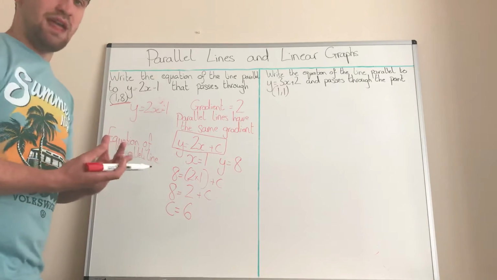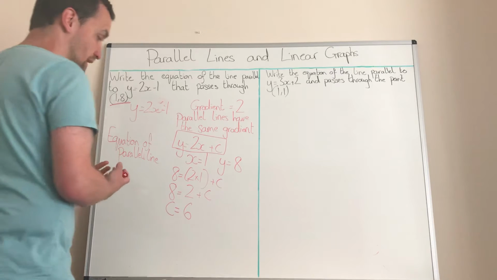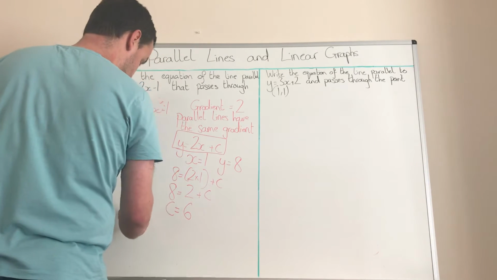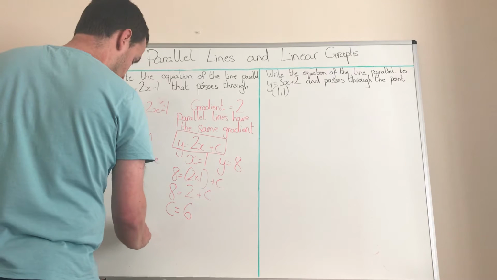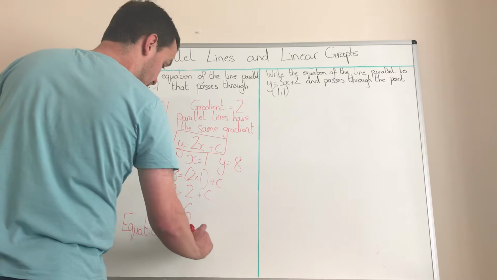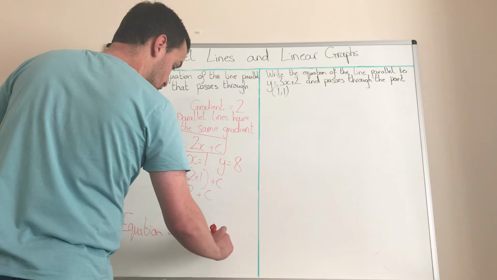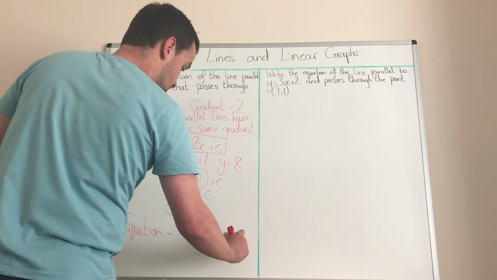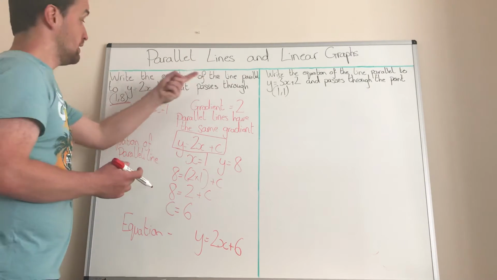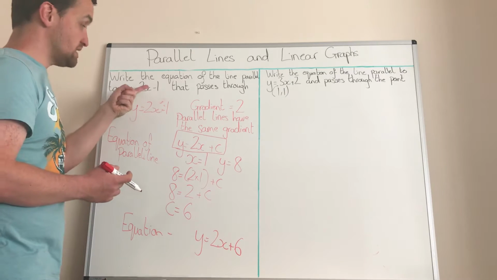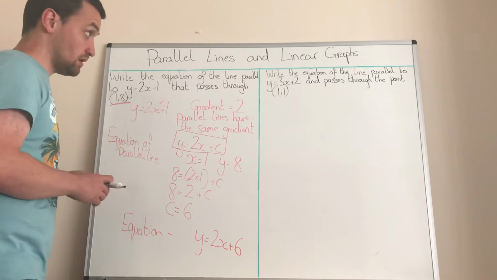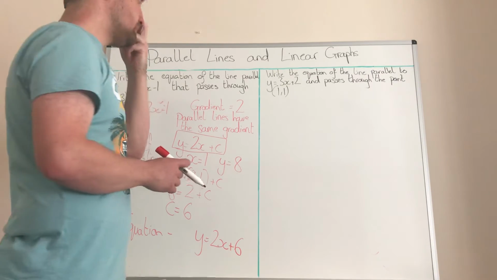We don't just leave it there though, that won't get you the marks. We need to properly finish it off, so our equation is y equals 2x plus 6. That's the equation of the line parallel to y equals 2x minus 1 that passes through the point (1, 8). Let's have a look at the second example then.